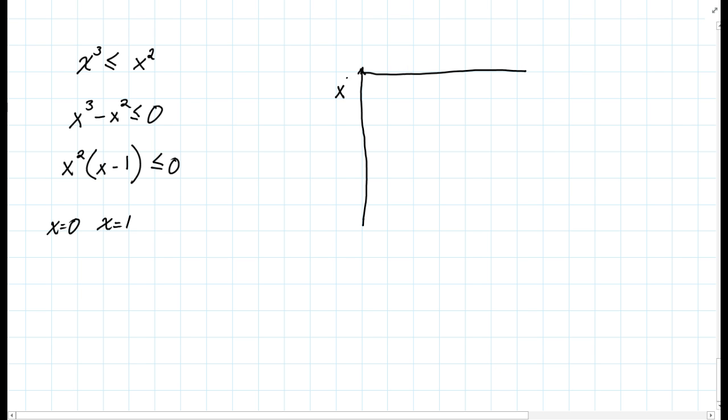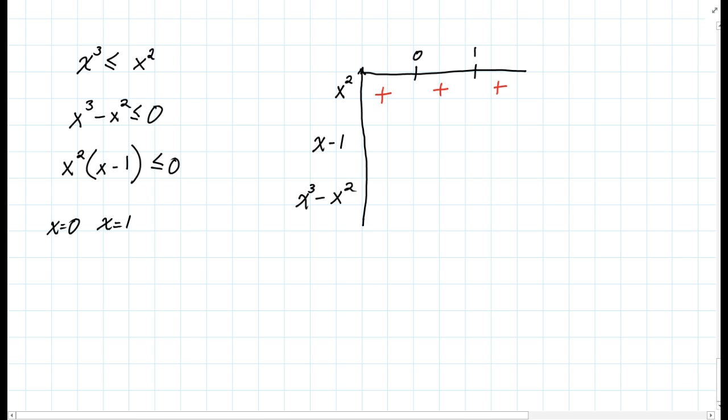Right, so we have x squared, which is always non-negative, x minus 1, and our cut points are 0 and 1. And then our whole function is x cubed minus x squared, and that's what we really want to know about. So when x is less than 0, x squared is still positive. When x is greater than 0, x squared is still positive. So x squared is positive all the time except at 0 where it's 0.